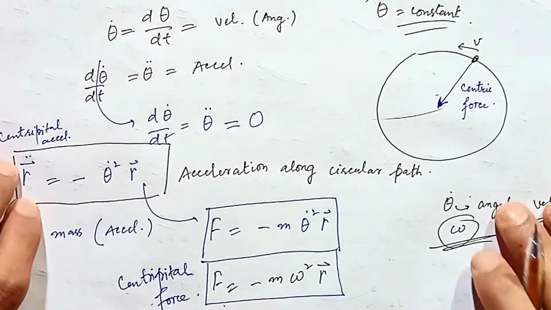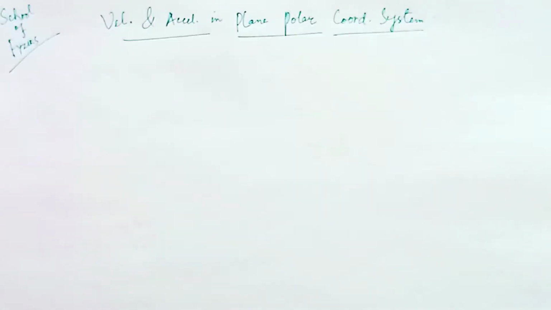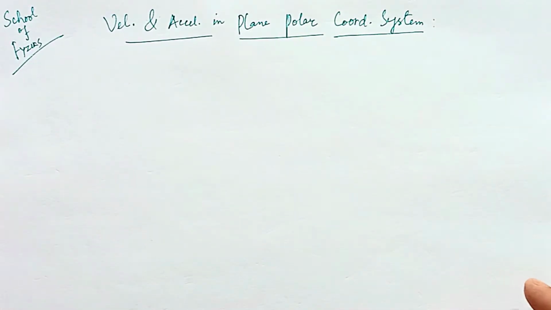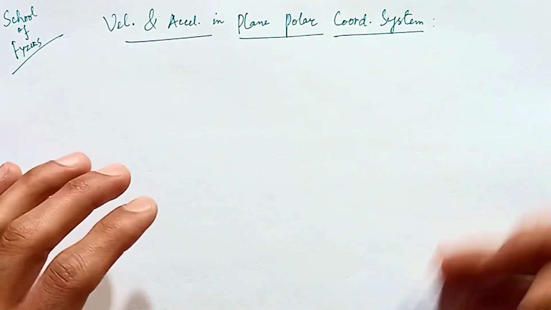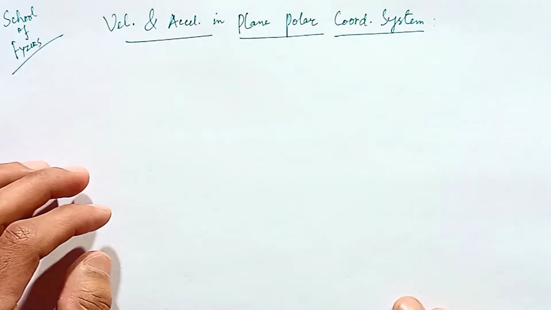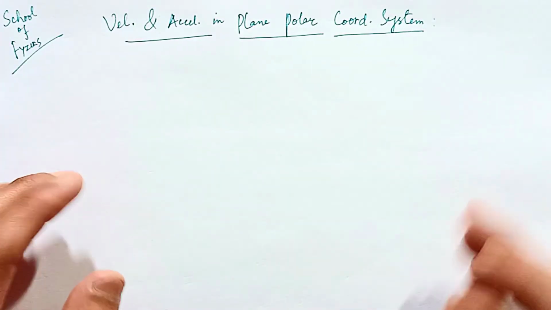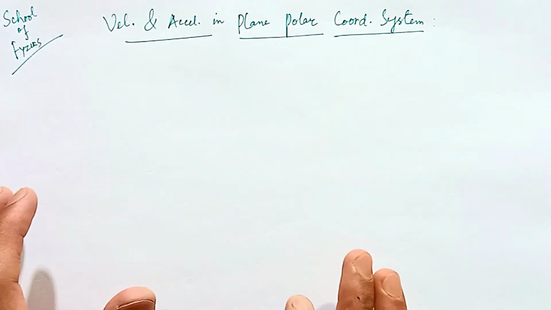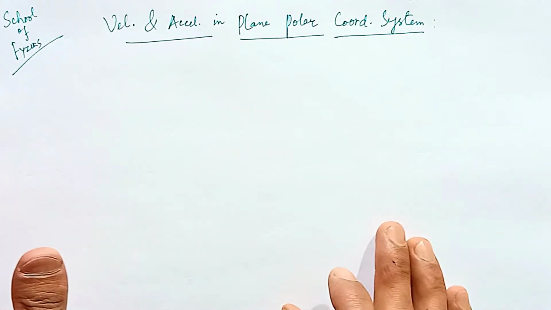Now in this lecture I'm going to talk about the velocity and acceleration in the plane polar coordinate system. Fine, because it is very important to deal with things in physics. We come across polar coordinates, we come across particles which move along circular paths, which are rotating bodies, revolving bodies. So for that, the Cartesian coordinate system is not so suitable to use.